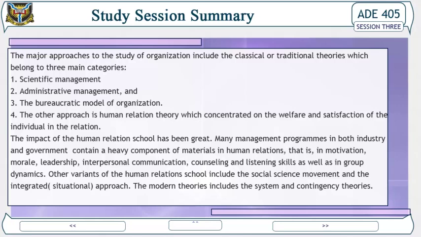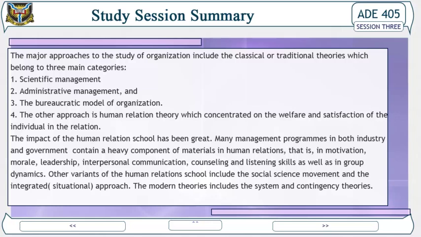Study section summary. The major approaches to the study of organization include the classical or traditional theories, which belong to three main categories: 1. Scientific management, 2. Administrative management, and 3. Bureaucratic model of organization. 4. The other approach is human relations theory, which concentrated on the welfare and satisfaction of the individual in the organization.